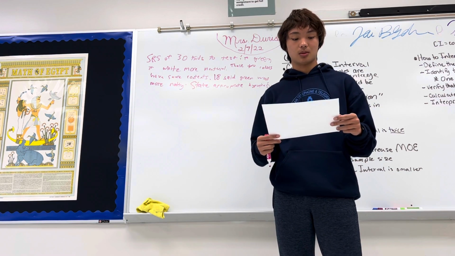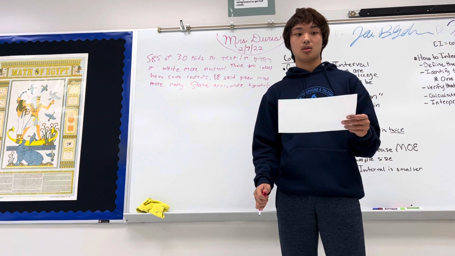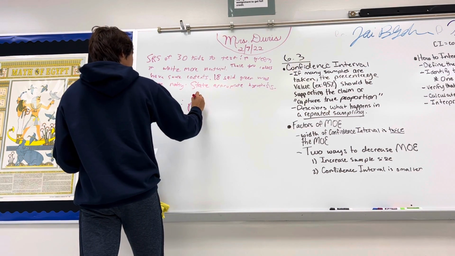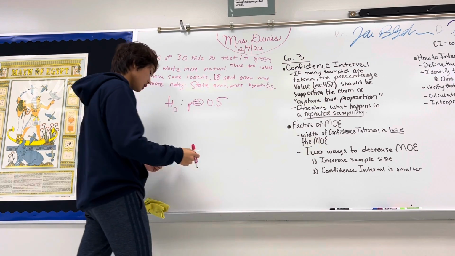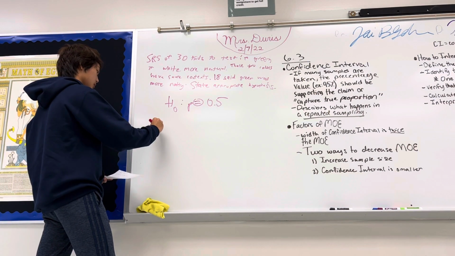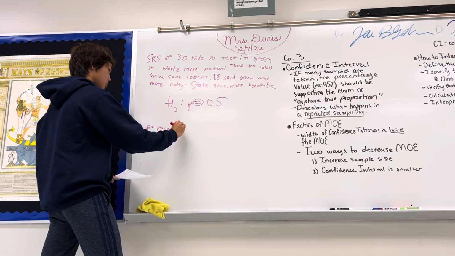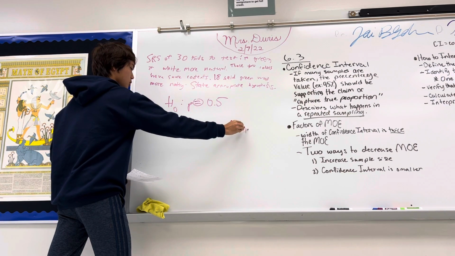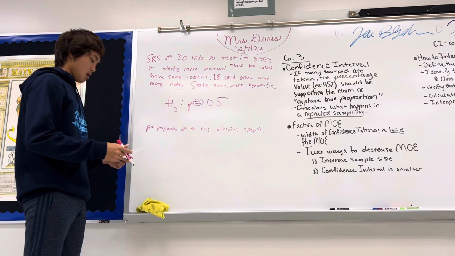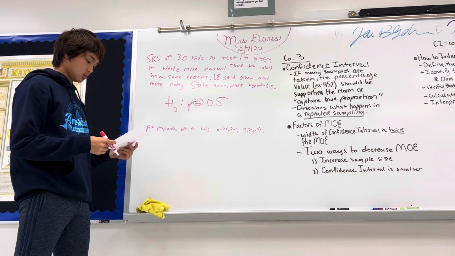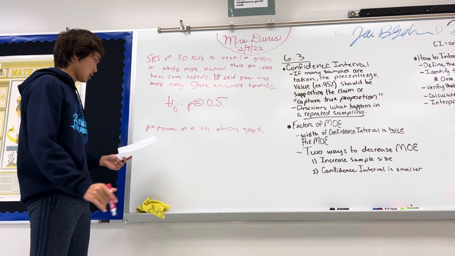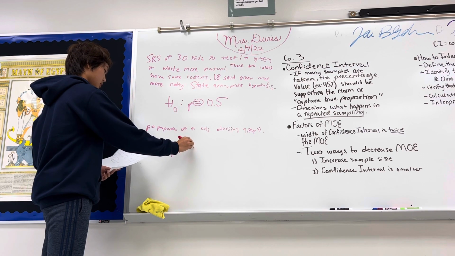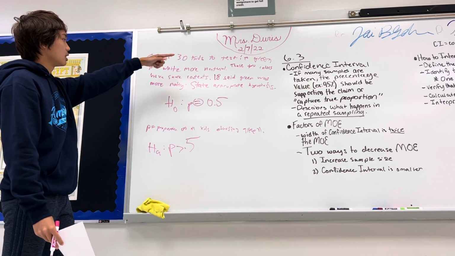So, what exactly is the hypothesis here? In this case, we assume that H0 has to be P equals 0.5, and P is the proportion of all kids choosing green. Correct. So we assume that's correct. Our alternate hypothesis is P is greater than 0.5, because they want to test if green is more natural than white.